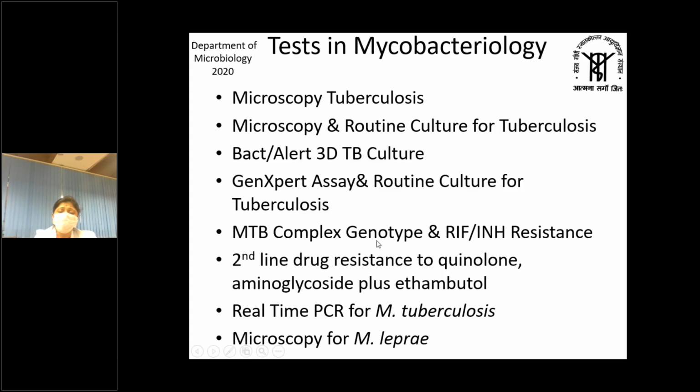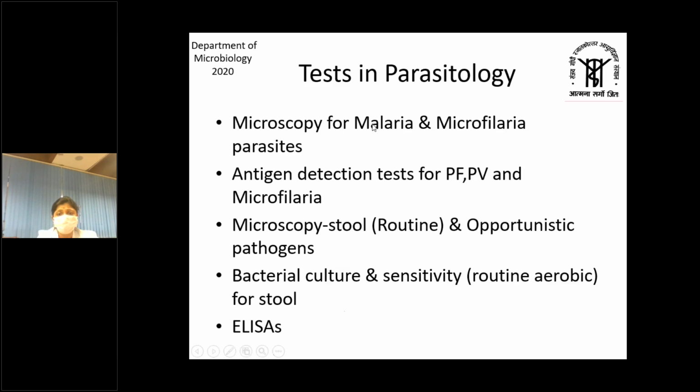Now the GenoType MTB complex assay is a line probe assay which not only tells us about the presence of Mycobacterium tuberculosis but also gives us an idea about rifampicin as well as isoniazid. We also put up second line drug resistance testing by a molecular method, line probe assay, for the fluoroquinolones as well as aminoglycosides. Then there is a real-time PCR for MTB as well as microscopy for M. leprae. We do the slit skin smear for leprae also.